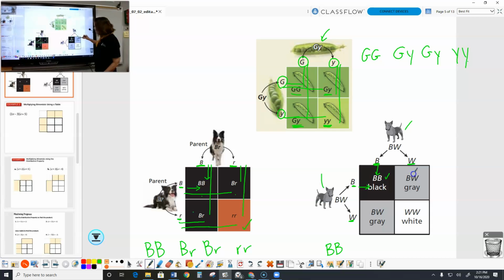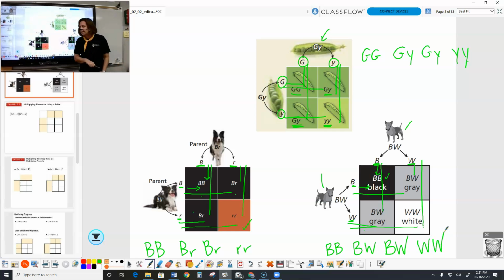On this one, we'd have a capital W and a capital B. So that gives us BW, and it turns out those will mix together and that dog will be gray. All right, what about this square? We take the B from here, we take the W from here, and we get another big B, big W. So we're going to have another dog that's gray. And finally, for this last one, we take the W from here, the W from here, and we get WW, and that dog will be white.